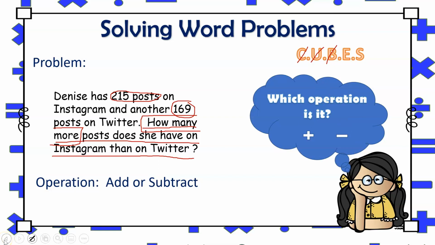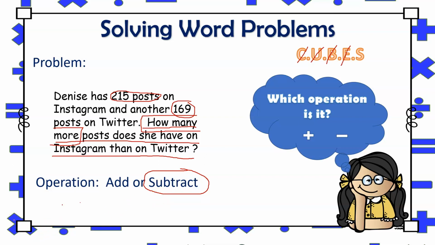Next, the E reminds us to evaluate the problem. In other words, to think about the actions involved. And being that it mentions how many more, a comparison is being made, and students should be able to recognize that subtraction is used to compare the difference between two amounts.